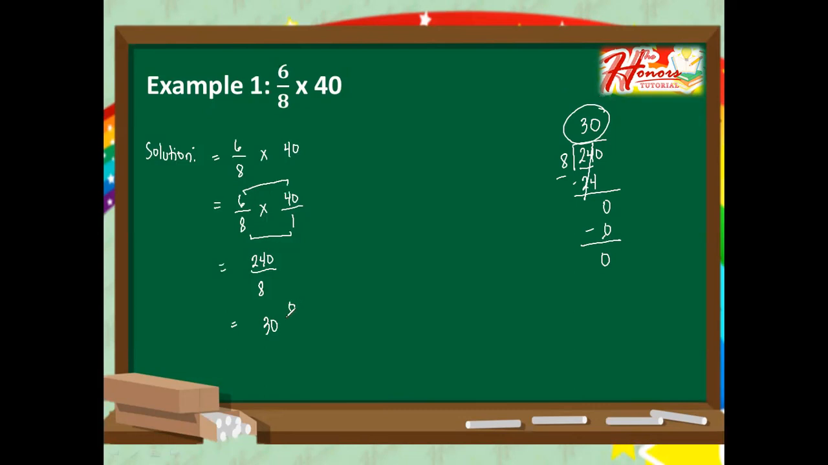And 0 over 8. So please notice that your numerator is 0. If this is the case, generally, if your numerator is 0, automatically the fraction is equal to 0. So we are going to write our answer as 30 only. And this is the answer, 30. I will show you the other way of solving it.